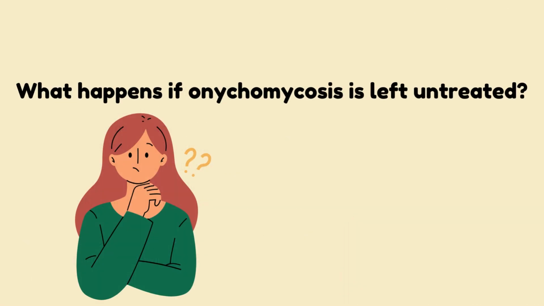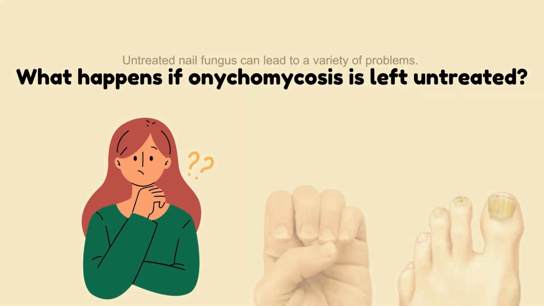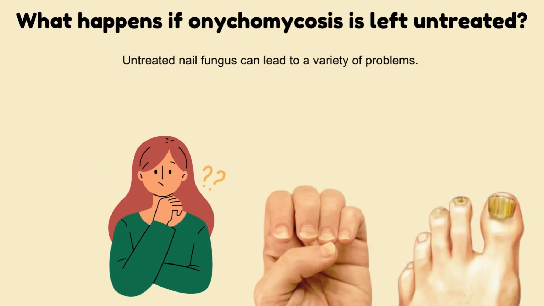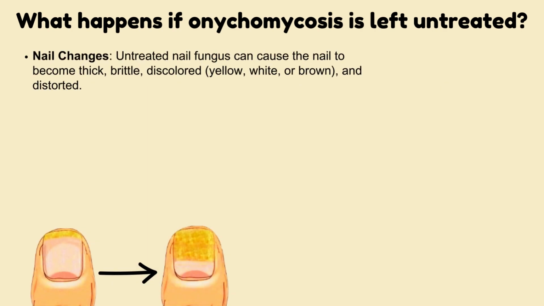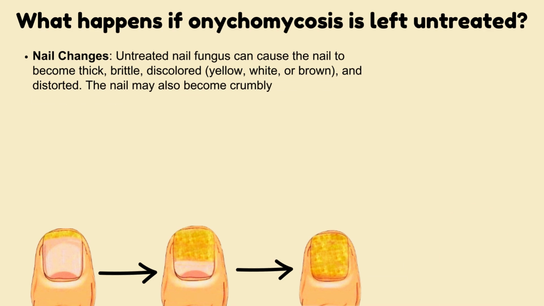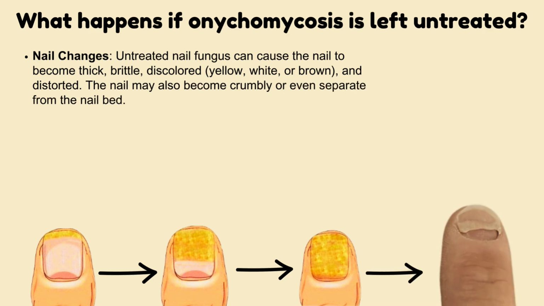What happens if onychomycosis is left untreated? Untreated nail fungus can lead to a variety of problems. In individuals with weakened immune systems or diabetes, untreated nail fungus can increase the risk of bacterial infections of the surrounding skin. Nail changes. Untreated nail fungus can cause the nail to become thick, brittle, discolored, and distorted. The nail may also become crumbly, or even separate from the nail bed.